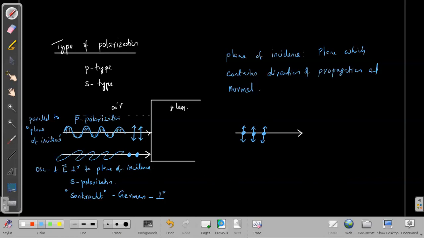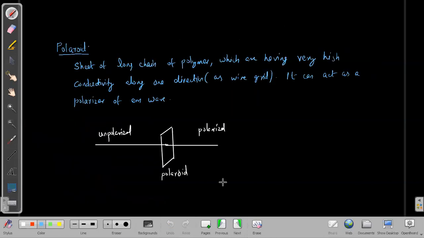So we can go back to our previous discussion. It is a Polaroid. So suppose you have an unpolarized light here. We can graphically represent unpolarized light in this fashion, and we have a Polaroid. Now in case of a Polaroid, we can define an axis called the pass axis. Suppose the pass axis is vertical.